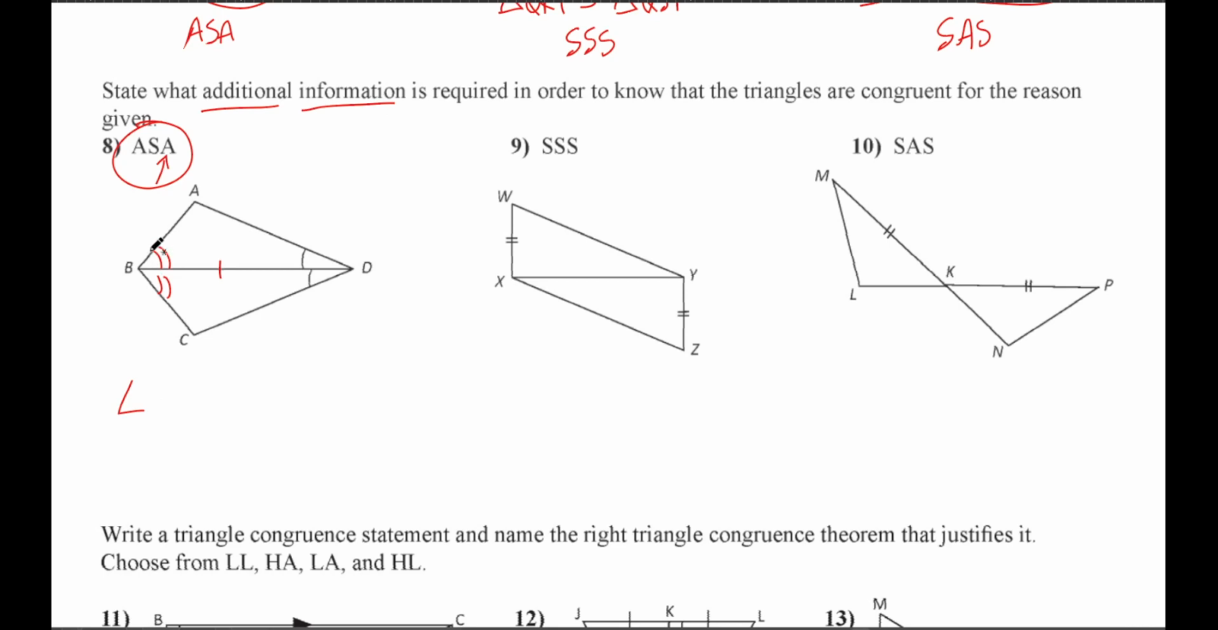Well, how do I name this? I don't just say angle B. What do I say? Angle ABD must be equal or congruent to, if I go ABD, what am I going to call this one? CBD. Okay? And that's the answer. That's the additional information. A lot of people struggled with this when we took the test. All right, let's do this one.